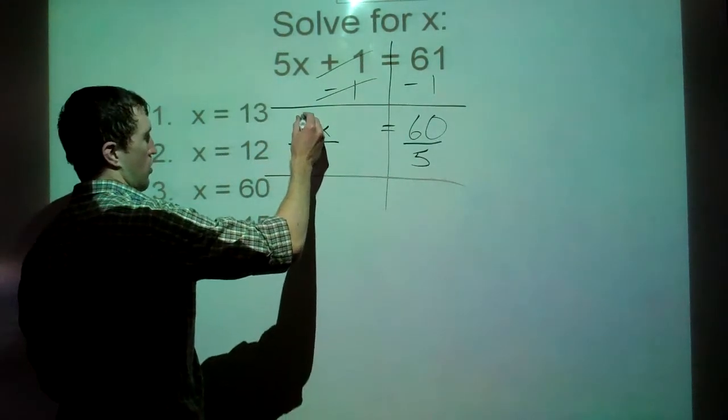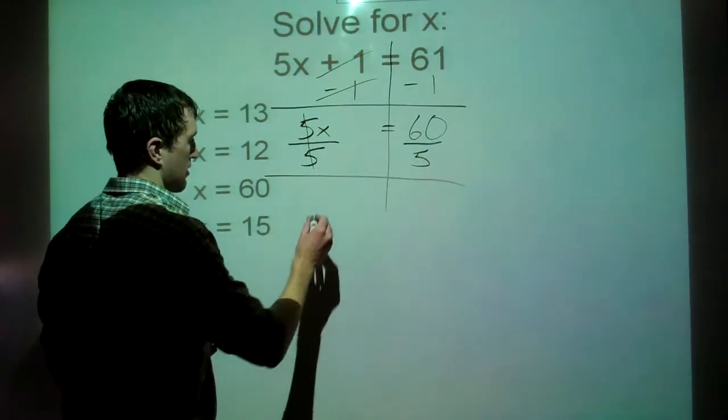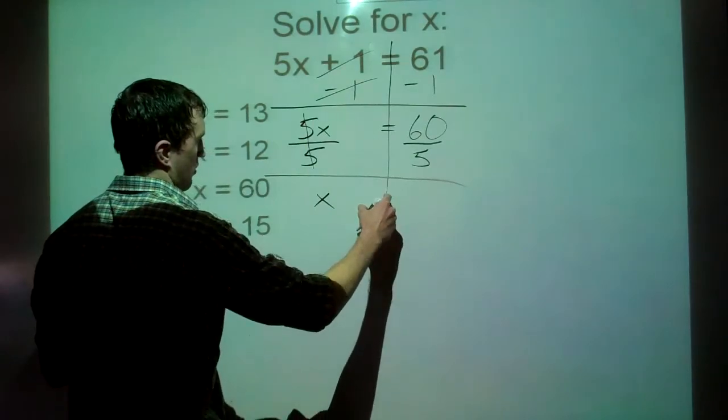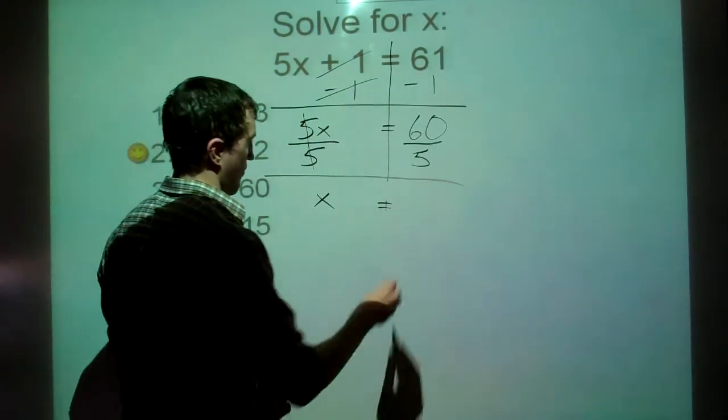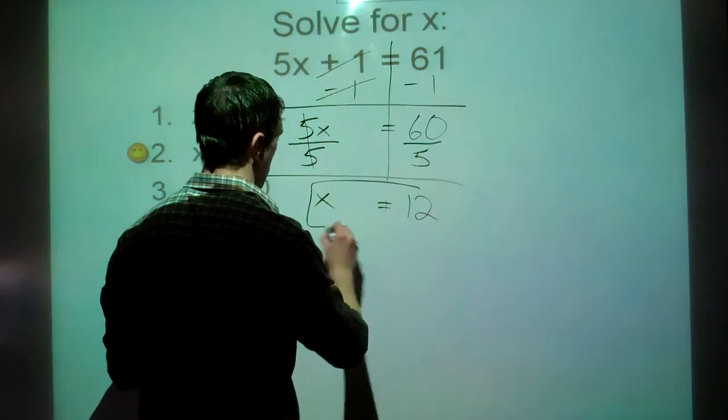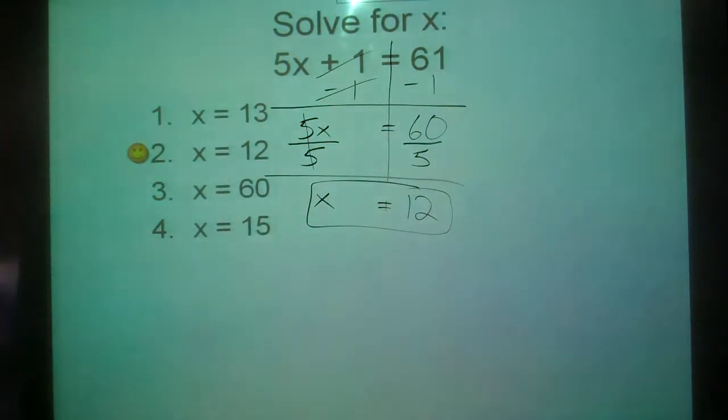5 divided by 5 is 1. You're left with 1x, and that equals 60 divided by 5, which is 12. And we already know that that's the right answer.